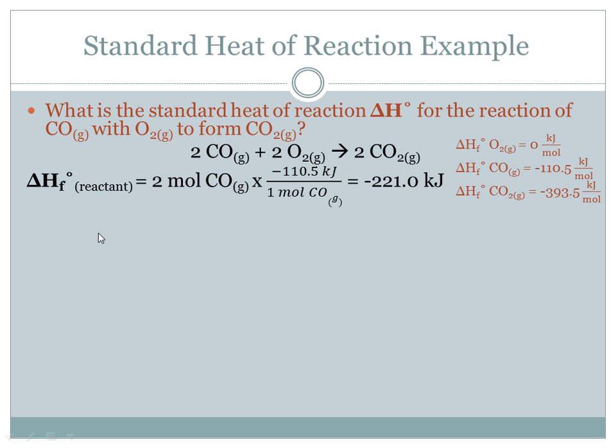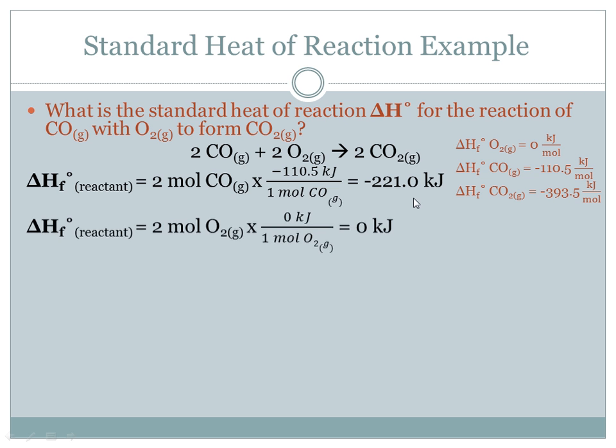So the delta H of formation of a reactant, if we look at carbon monoxide, we have 2 moles of carbon monoxide, but we know that the delta H of formation for carbon monoxide is negative 110.5 kilojoules per mole. So we plug that in there, and that means that we have a total of negative 221 kilojoules for the formation of carbon monoxide.